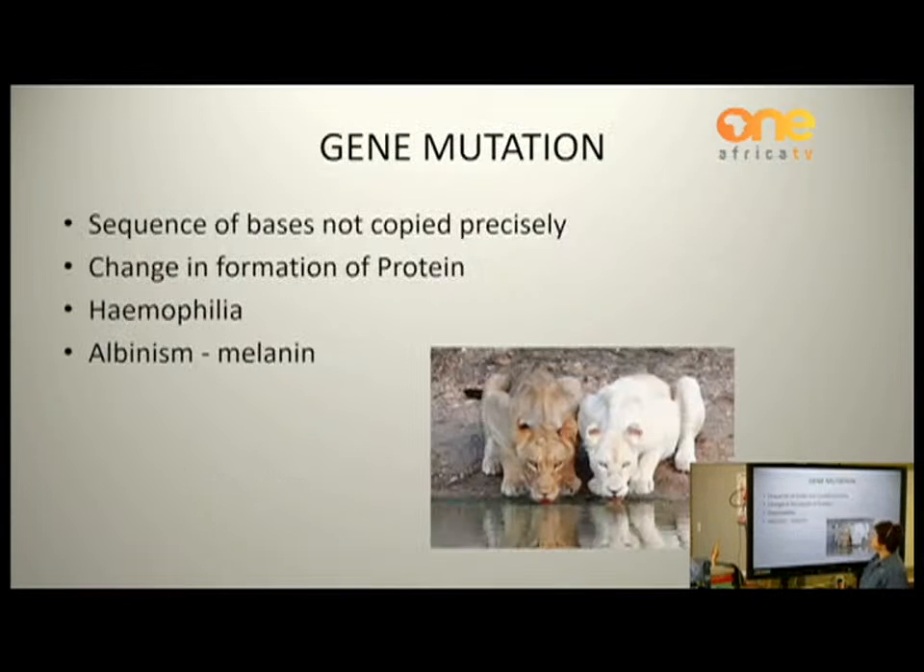So, gene mutation: the sequence of the bases is not copied precisely, and that changes the formation of the protein. Hemophilia prevents blood clotting, because that protein is wrong. Or albinism, where melanin, the part in the skin that brings color to the skin but also protects the skin against UV light, is not present. And then we have albinism, like we can see in this line.